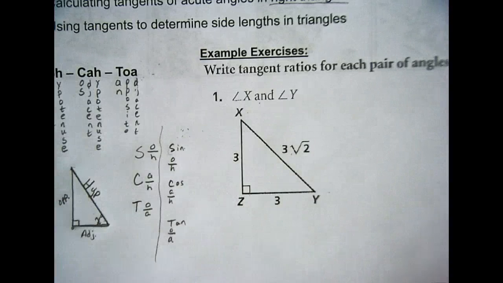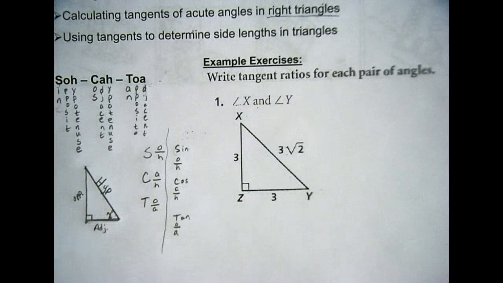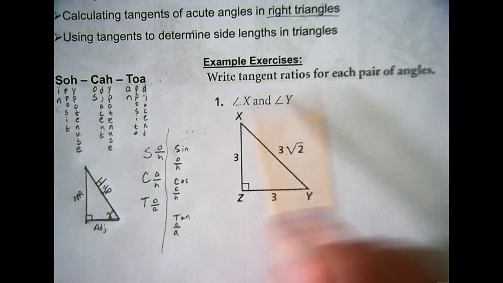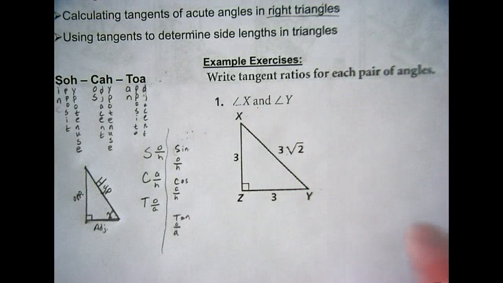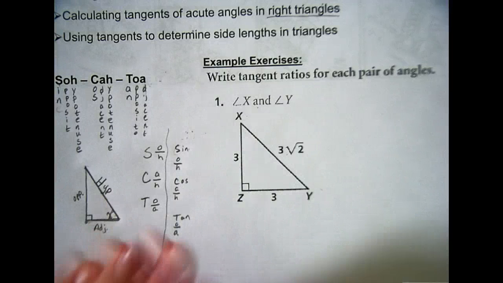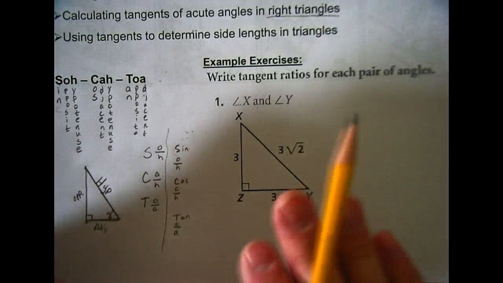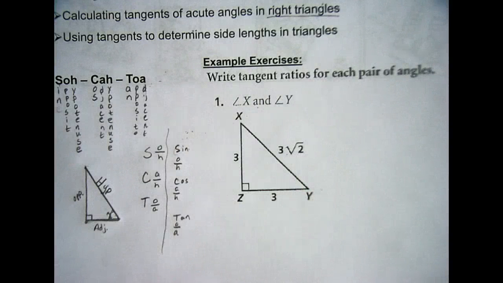So what we're going to do here is, on the example side, this number 1. On number 1, we're going to write the tangent ratios for each pair of angles. We're just focusing on tangent today. And after today, you'll be like, man, I get it. There's a lot in trig. We're just really scratching the surface, the very basics of it. And that's all we'll get into this year. Okay?